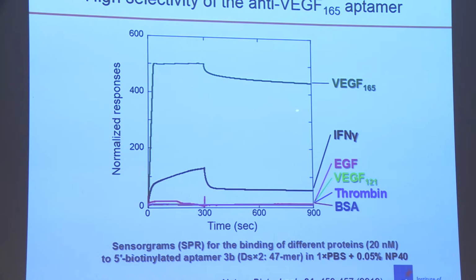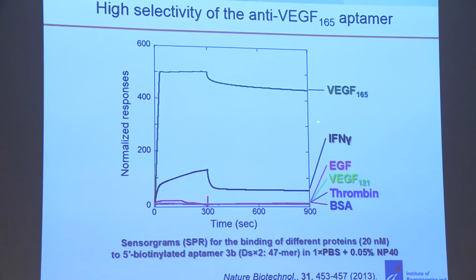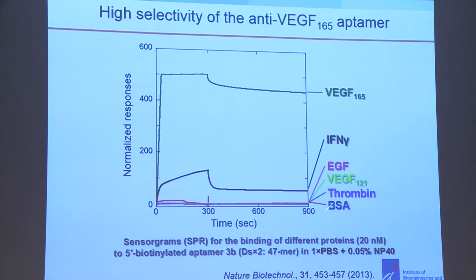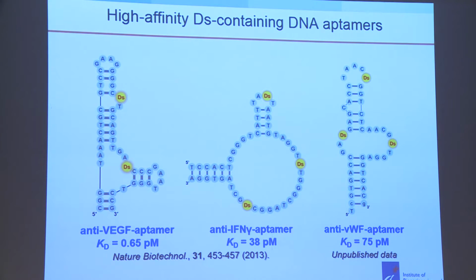This aptamer also selectively binds to VEGF 165. It cannot bind to VEGF 121 and other proteins, so the selectivity is also very high. Now we have several aptamers made by this method: an anti-VEGF aptamer, an anti-interferon gamma aptamer, and other anti-VEGF aptamers. All have KD values of 38 or 75 picomolar, which is much better than the conventional DNA aptamers.